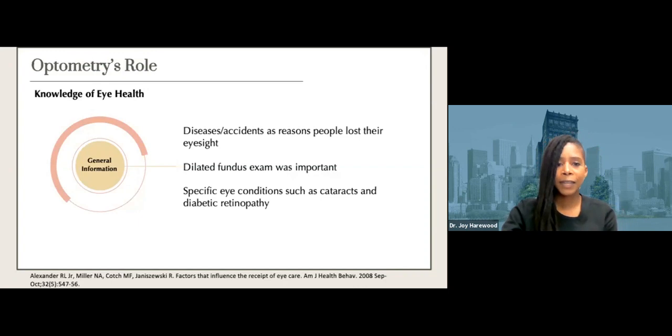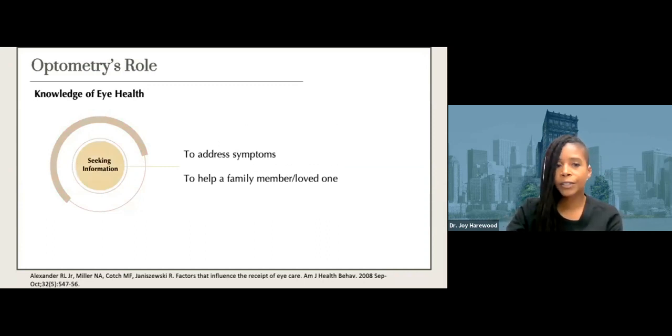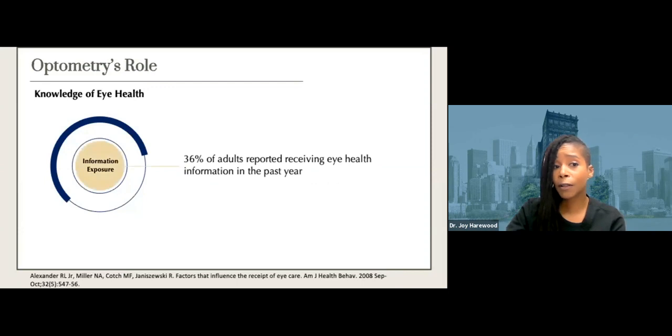So people were worried that if they came into their examination, they were going to get bad news, like they had glaucoma or bleeding in the back of the eye. And that was a reason why they would not seek care. And when did they access care or try to find out about their eye care? It was more if they had some sort of symptom and they wanted to find out about it. And when information was sought, it was also potentially to help a family member or a loved one. But still the level of knowledge was low.